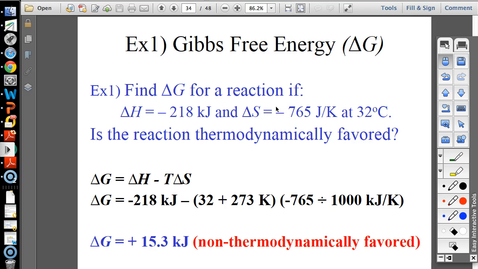All right, and so like I said, you just fill this information in. There's where they added the 273, and here's where they divided to get joules to kilojoules. And then the value there is 15.3 kilojoules for the Gibbs free energy here. Since it's positive, it's not going to be thermodynamically favorable.